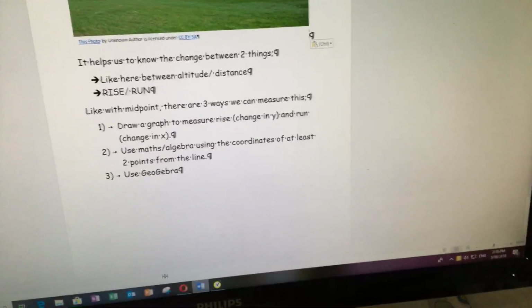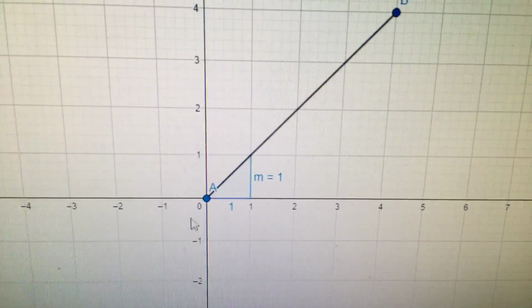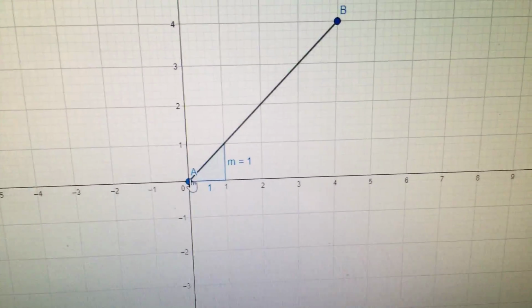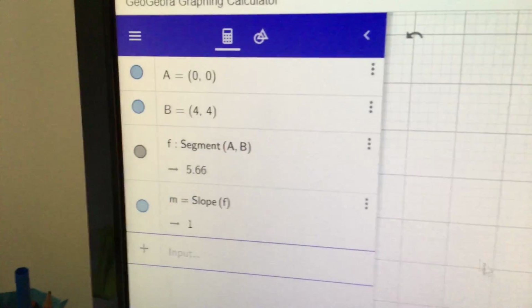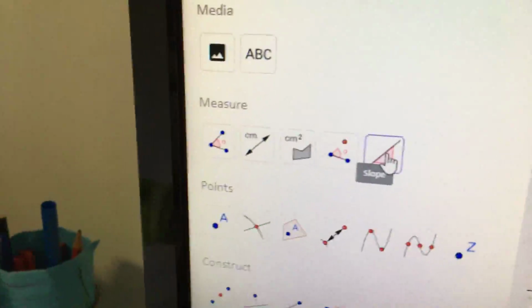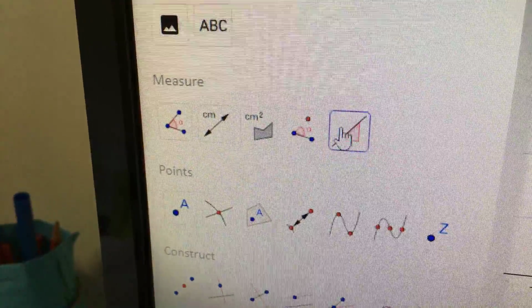And the other method, just quickly, is on GeoGebra, which I'll show you here. So I've got my point 0, 0 here and point 4, 4 here. They've called it B, and A here for the 0, 0, and I've popped that over there. What I can do is go into this file here and pan down, and I click on measure, and I click on this one here called slope, and then I go over to my line.